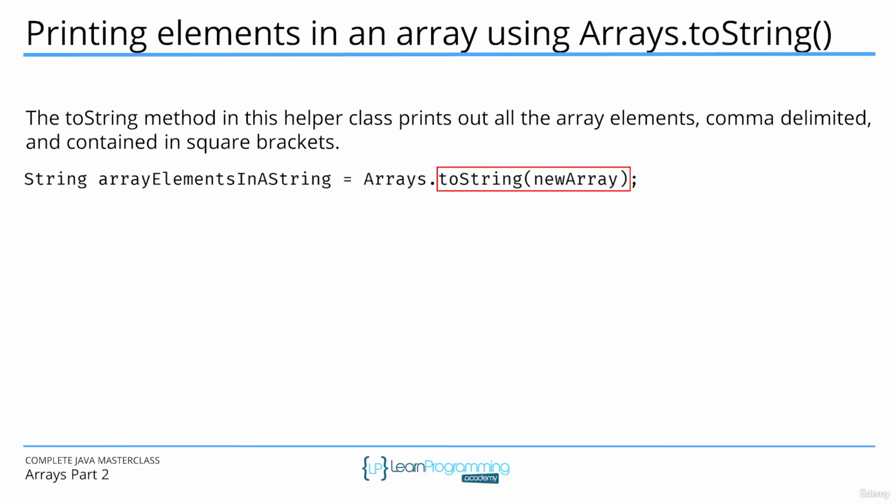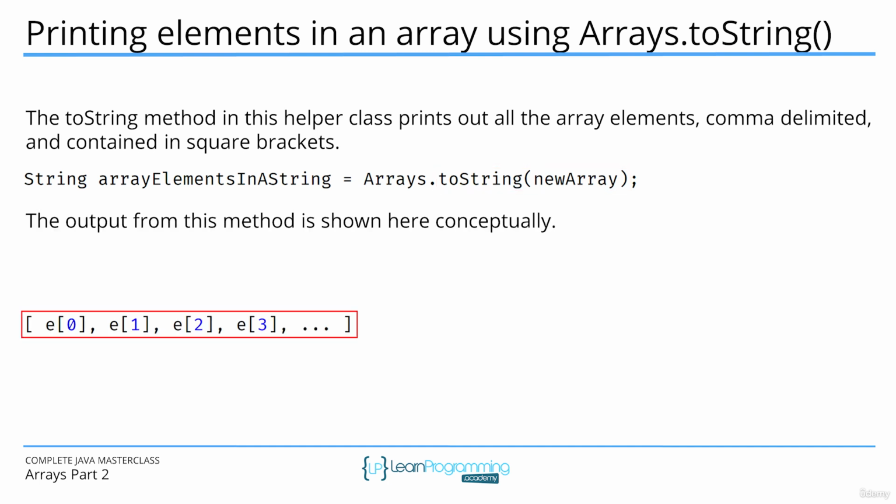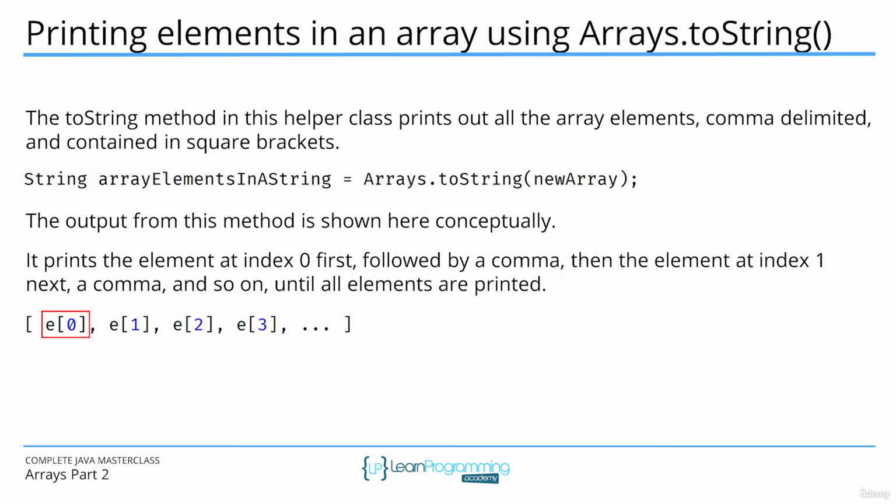The toString method in this helper class prints out all the array elements, delimited, and contained in square brackets. The output from this method is shown here conceptually. It prints the element at index 0 first, followed by a comma, then the element at index 1 next, a comma, and so on, until all elements are printed.